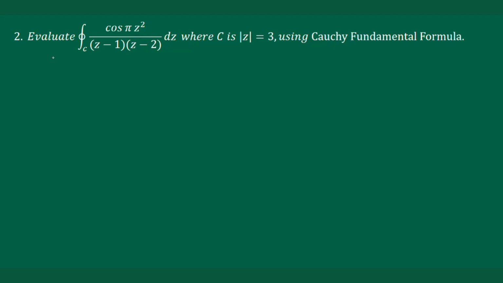Now let us see the second question. Evaluate the integral over C of cos pi z square by z minus 1 into z minus 2 dz, where the curve C is modulus of z equal to 3, using Cauchy fundamental formula. So here first we have to find out the singular points as usual. As usual we equate the denominator to 0. So z equal to 1 and 2 are the singular points.